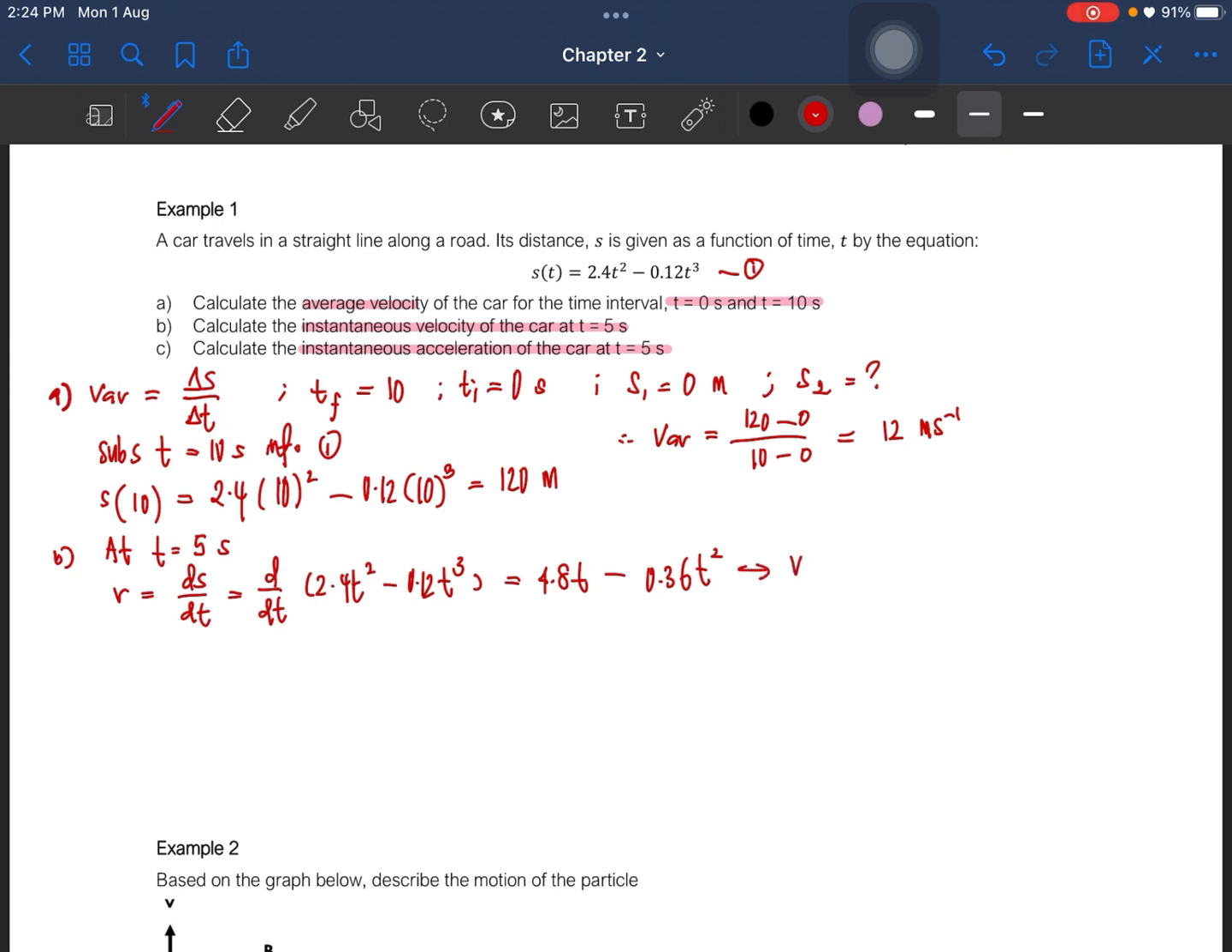So after this, we can then substitute 5 into t. Like this, 36. So this is 5. You will then get 15 meter per second as the answer for the instantaneous velocity.